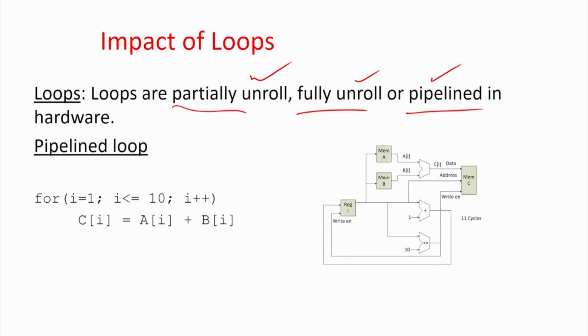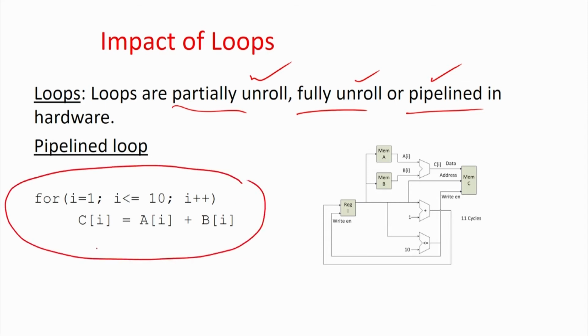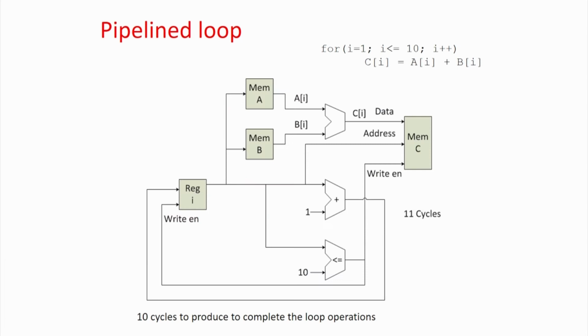So, we will see what kind of hardware is generated if we choose these options. Suppose I take this simple loop where I am calculating C[i] equal to A[i] plus B[i], adding arrays A and B, for i from 1 to 10. The loop is going to iterate 10 times and calculate array C, of size 10, using the values of A and B. Now think about the pipelined version of this implementation; the code is written here.